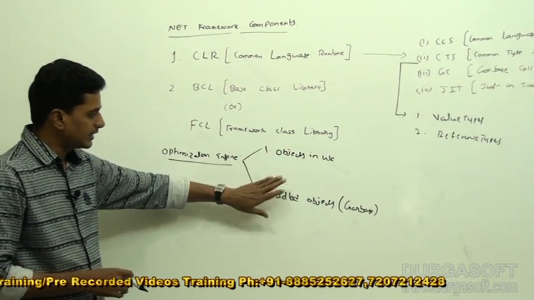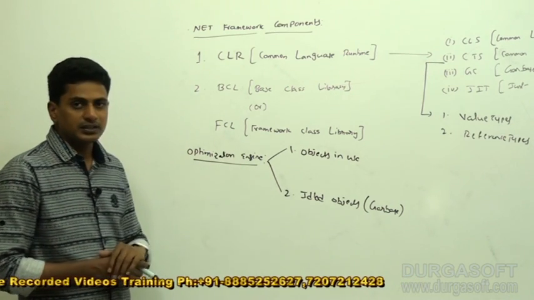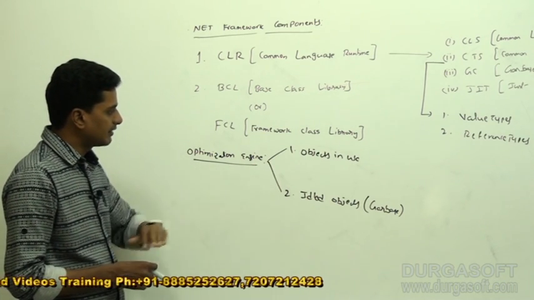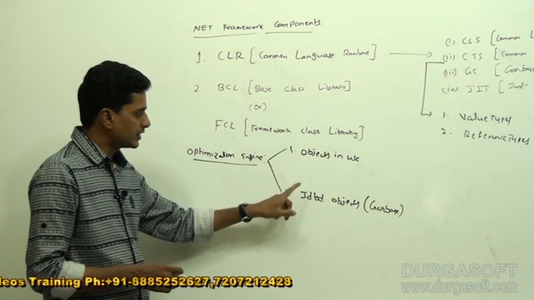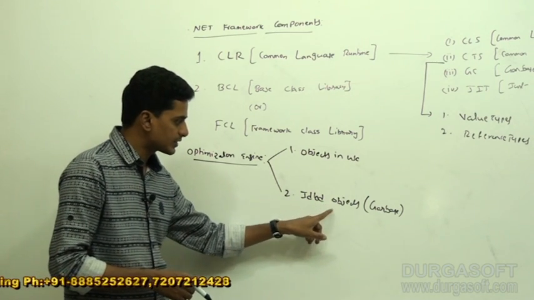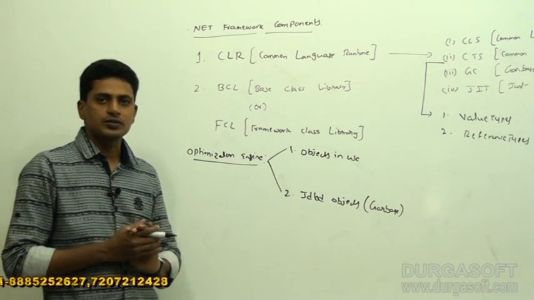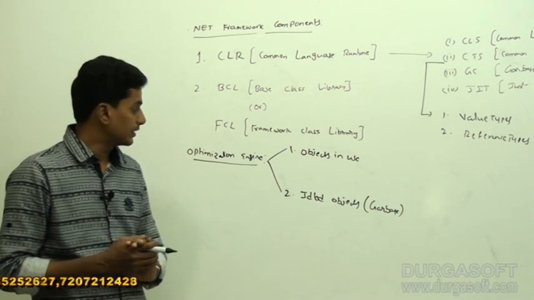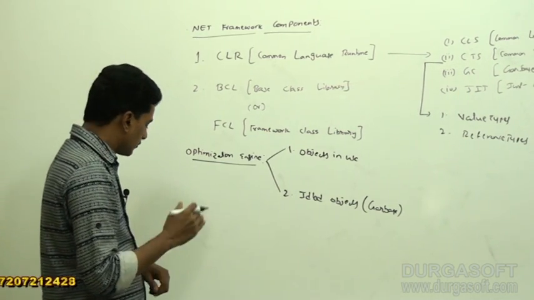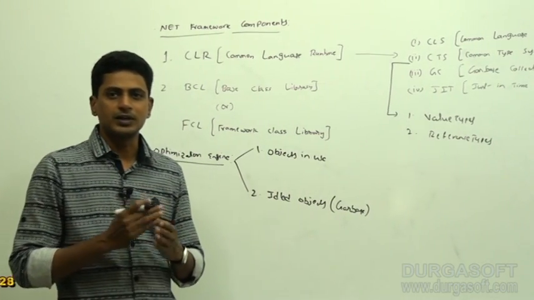So who divides the objects into objects in use and idled objects? The optimization engine. It works when it divides the objects into these two categories. Simply, the optimization engine will destroy the idled objects, the garbage, and objects in use are kept in memory. This process is known as automatic memory management. Now I will explain the working nature of the garbage collector, and how it provides memory to application objects.